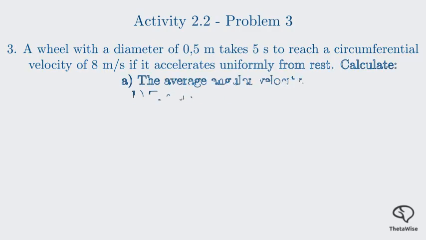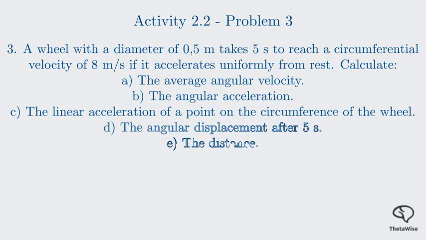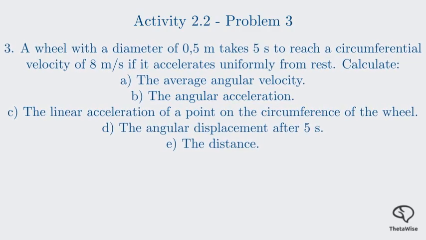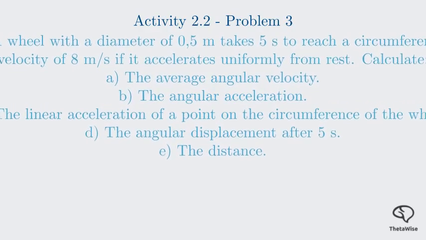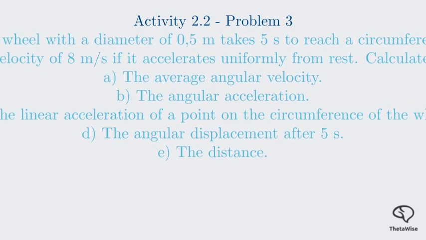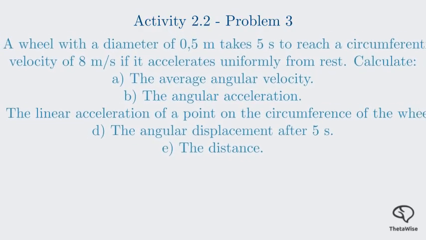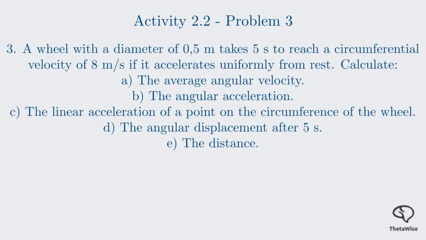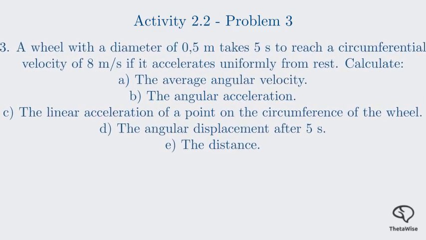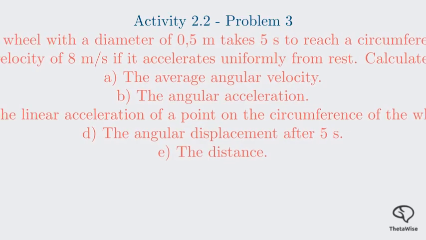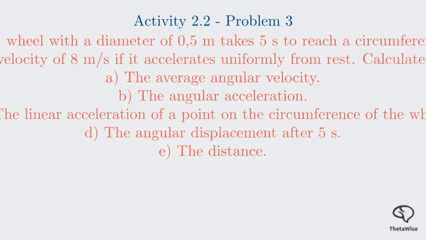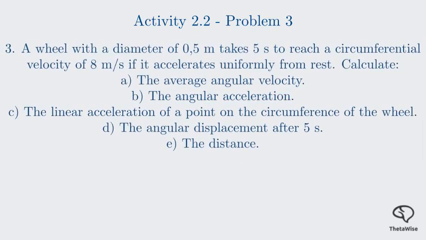We've reached problem 3 of activity 2.2. This problem is more complex as it involves uniform acceleration. It states, a wheel with a diameter of 0.5 meters takes 5 seconds to reach a circumferential velocity of 8 meters per second, accelerating uniformly from rest. We need to calculate the average angular velocity, angular acceleration, linear acceleration, angular displacement, and the distance traveled.